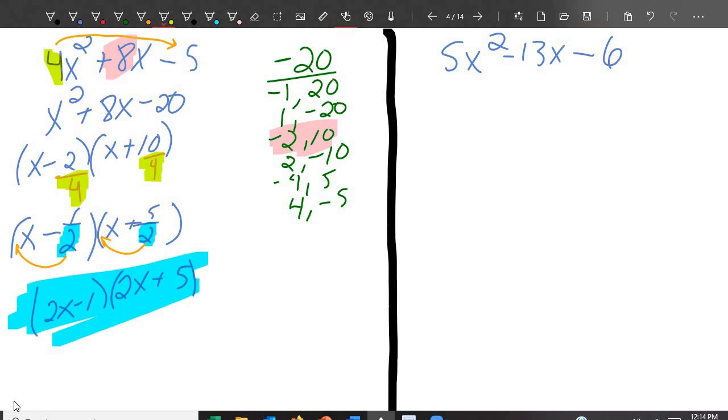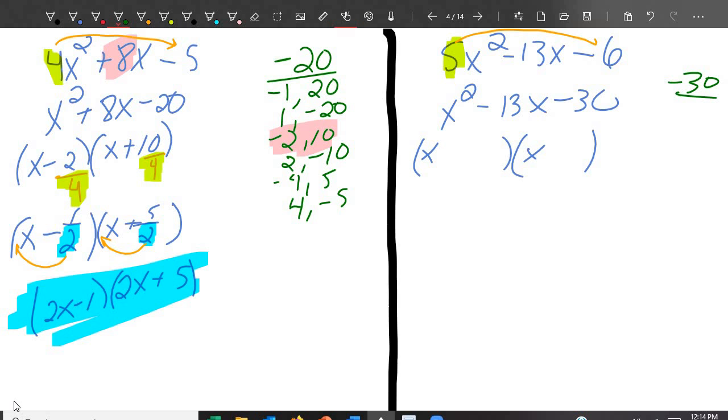Alright, next one. Put the 5 at the end with the negative 6. X squared minus 13x minus 30. I know it's going to factor into x and x. So I'm going to list all the factors of negative 30. So negative 1 and 30. 1 and negative 30. Negative 2 and 15.